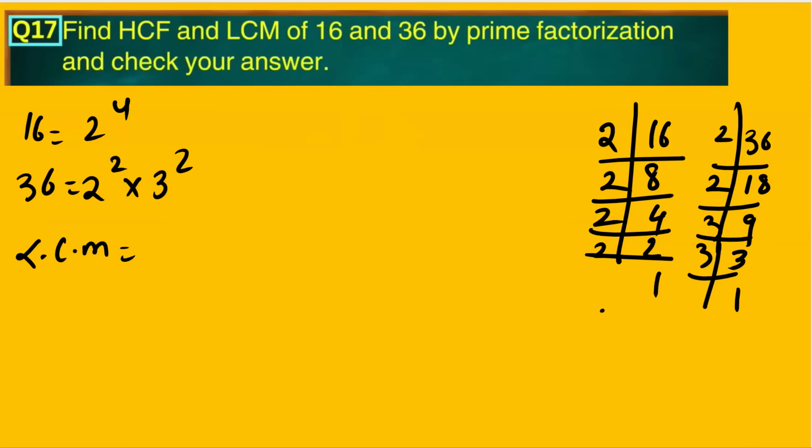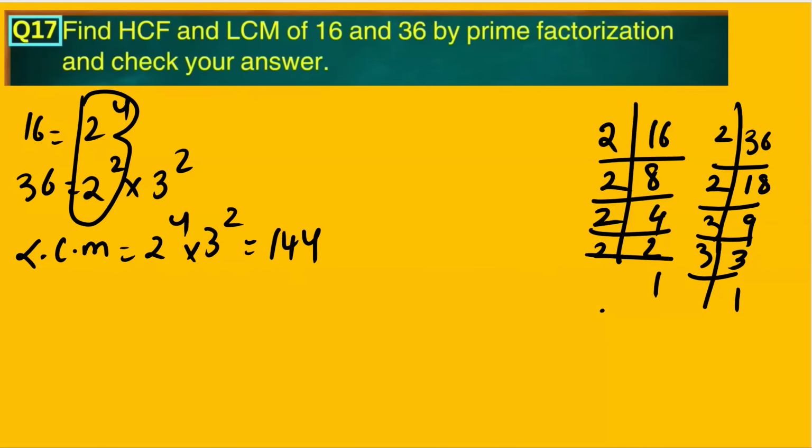First, we determine the LCM. We take the highest power of each, which is 2 to the power of 4 and 3 to the power of 2. Multiplying them gives 16 multiplied by 9, which is 144. Our HCF will be the least power among the common numbers. The only common number is 2, and its least power is 2 to the power of 2, which is 4. So 4 is our HCF.